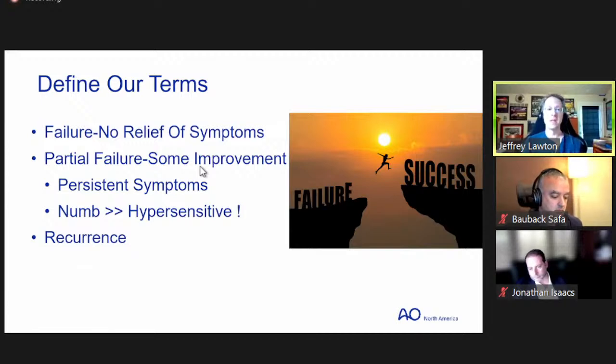their symptoms. There's a partial failure, meaning they get some improvement, but they don't get all the way better. And having an algorithm to evaluate those persistent symptoms. They may have had numbness and now they're hypersensitive. And then there's the recurrence, and we can talk about whether or not that really exists.